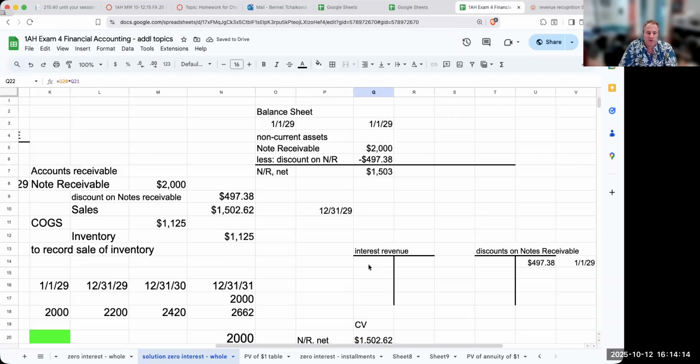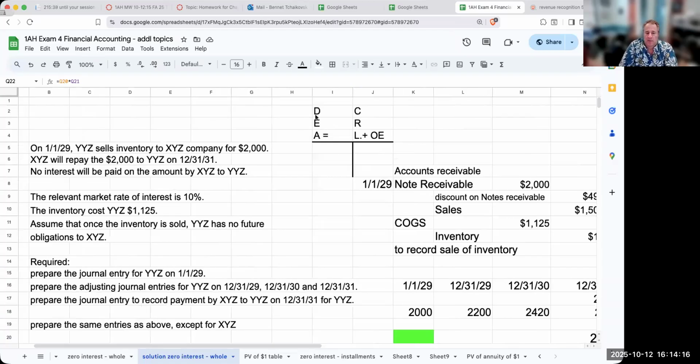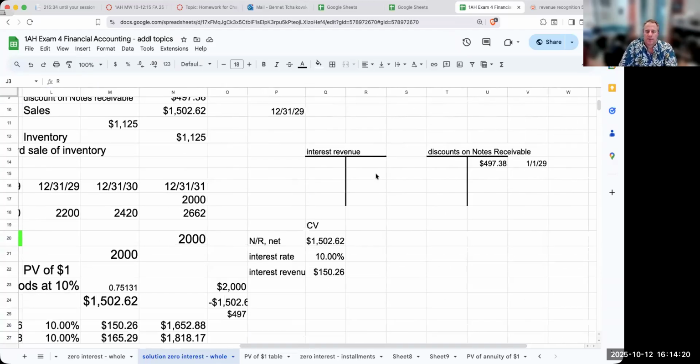How do I record revenue? Well, how do I record income or revenue? I record that with a credit. So right over here, I'm going to go ahead and record interest revenue. For every credit, I need a debit. So I'm going to be debiting discount on notes receivable.